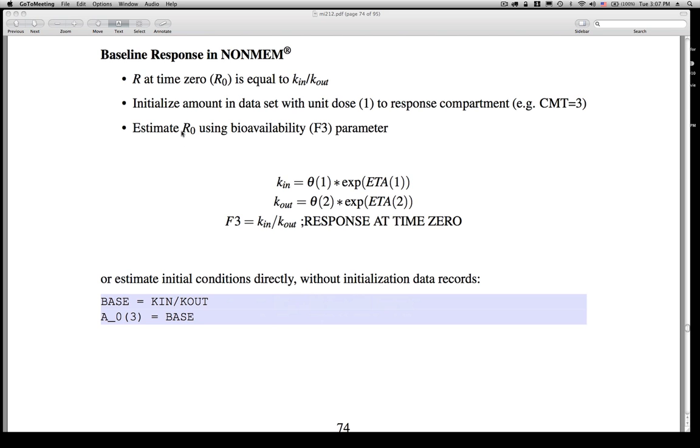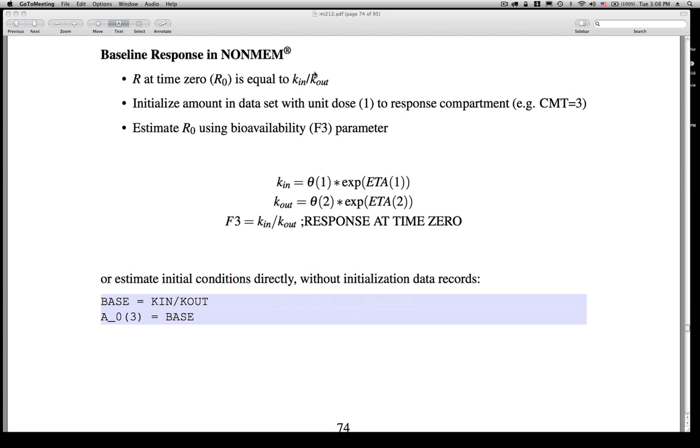So if R0 is the response at baseline, how do we have to scale the dose of 1 here to achieve that? Well, one way to scale a dose is by multiplying it by some bioavailability fraction. That's a reserved parameter in a PK system model in NMTran. And so we can estimate F3 as a scaling factor to multiply the initialization unit dose of 1. So F3 times 1 is going to give you your baseline.